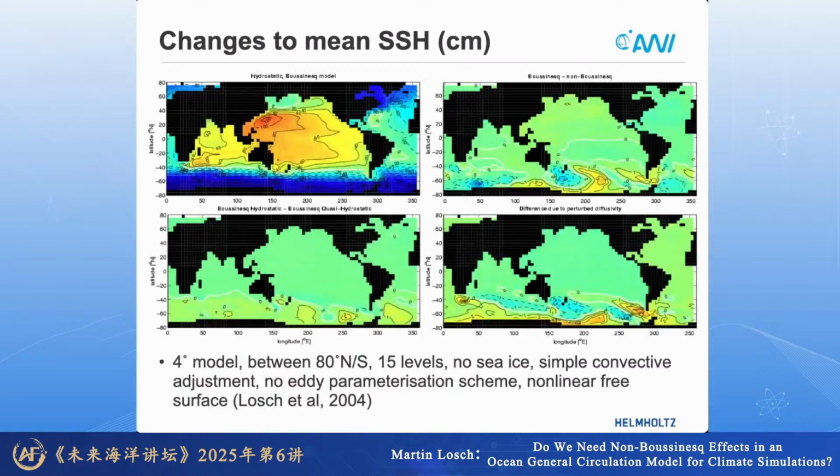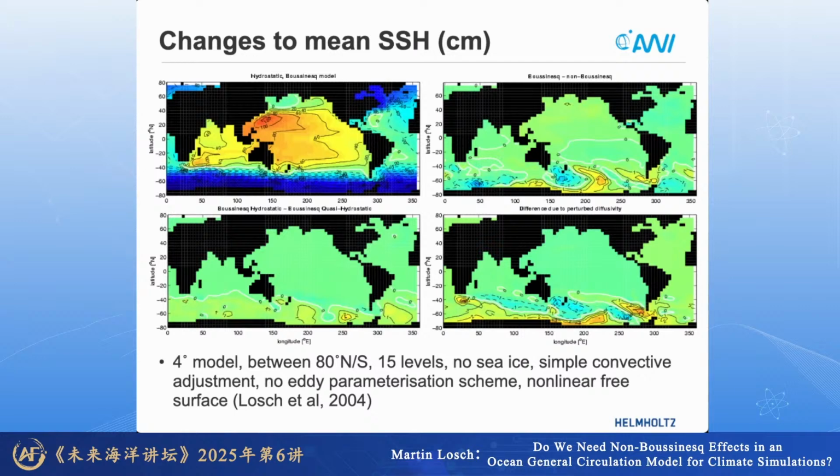So in 2004, we published this paper where we used a very coarse model, a 4-degree model. So these are grid cell widths of order 300 to 400, even 440 kilometers. So it's really a very coarse model. It has no eddies. It has a simple convective adjustment scheme, so no real mixed layer model. So it's really super simple, but it has a nonlinear free surface and 15 vertical levels. The nonlinear free surface is important to make the p and the z coordinate as similar as possible.